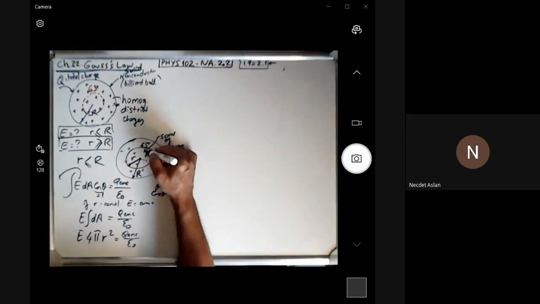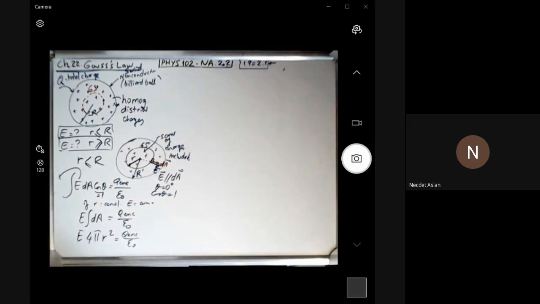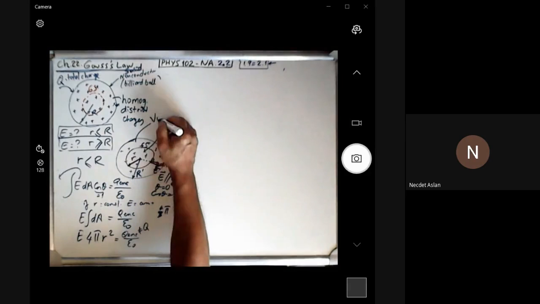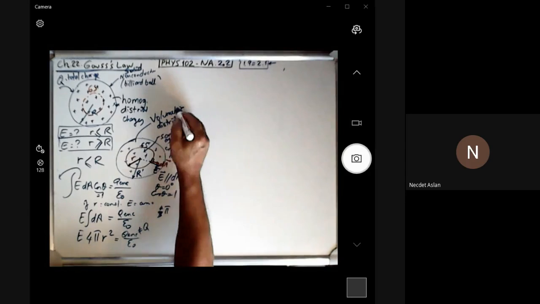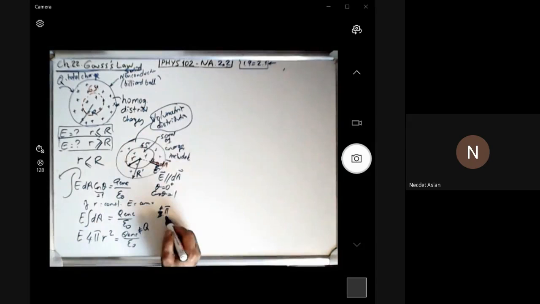But Q enclosed is the sum of the charges, not all the charge. So this is not equal to Q, right? Because it's only some portion of it. So how can we do this? We can use proportionality. We say that the total volume, which is 4 over 3 pi, because this is a volumetric distribution, a three-dimensional shape, that's why we have to compare the volumes.